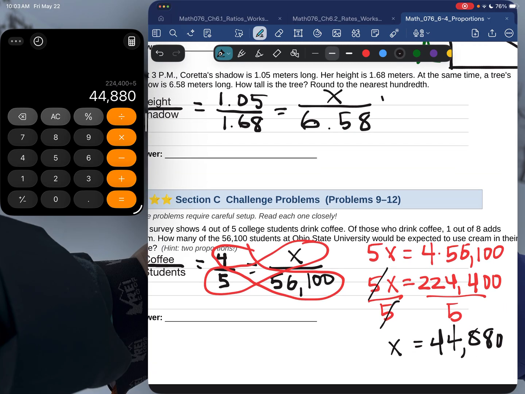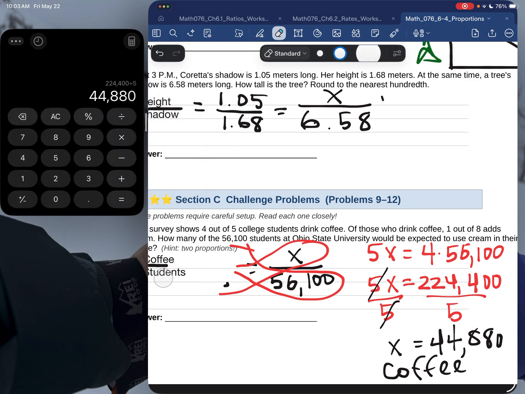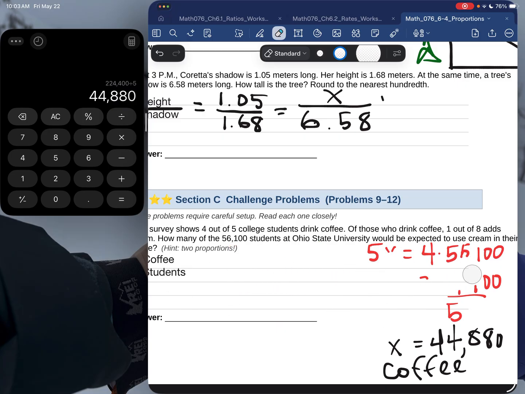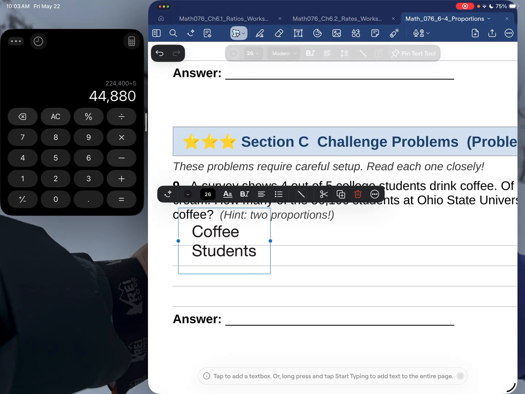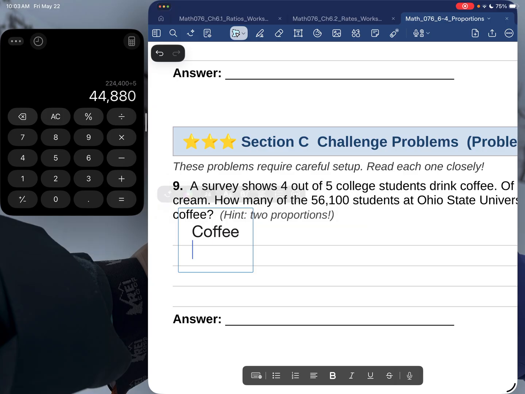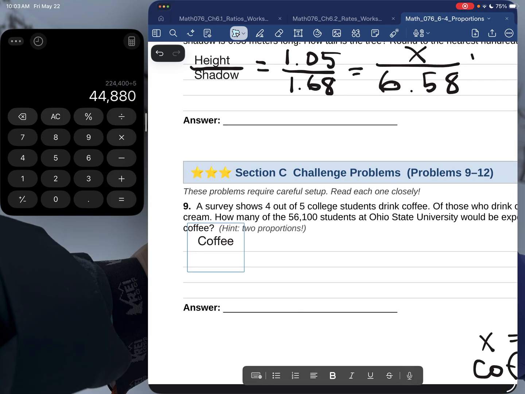So this just tells me how many are coffee drinkers. I'm just going to say coffee. Now I have to figure out, of those coffee drinkers, how many put cream in it. So I'm going to erase this because I need some more room. Okay, new proportion. I need, of my coffee drinkers, how many have cream?